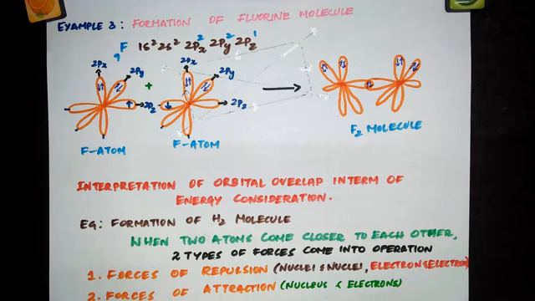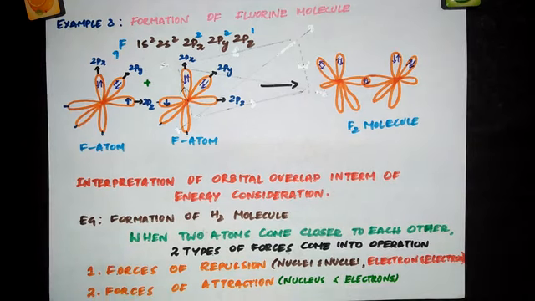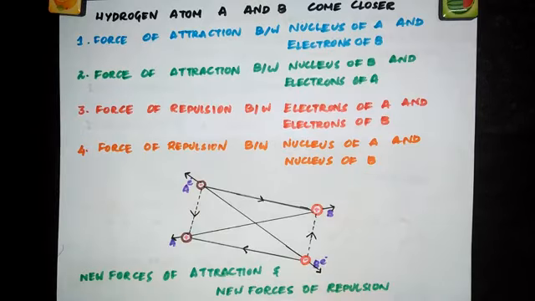When they come closer to each other, new forces come into operation. There are two types of forces that come into operation when two hydrogen atoms come closer to each other. One is forces of repulsion, the other one is forces of attraction. So let's see what are the two types of forces in detail. So imagine we are having two hydrogen atoms. When they are coming closer to each other, I told you there will be two types of new forces that will come into operation. First force is force of attraction, the other one is force of repulsion.